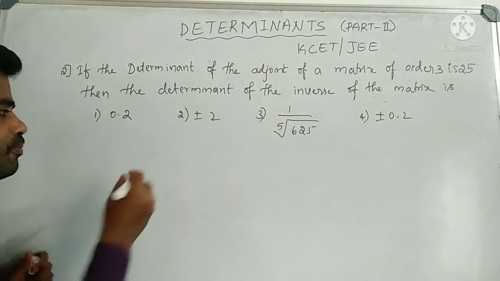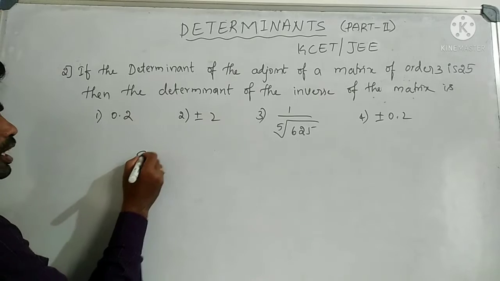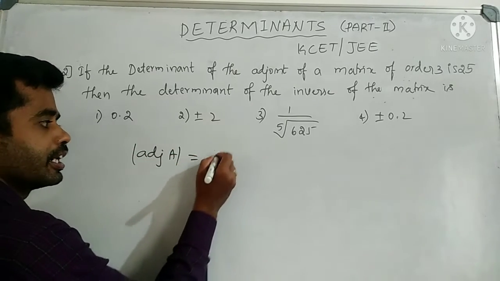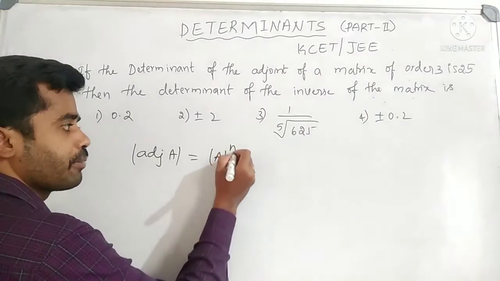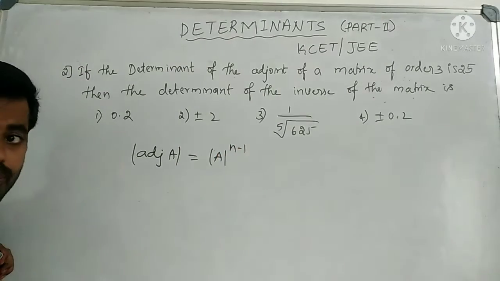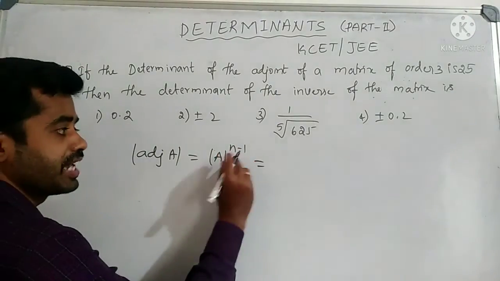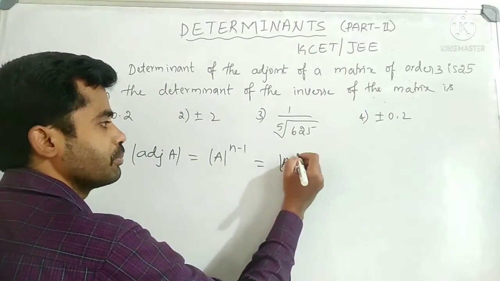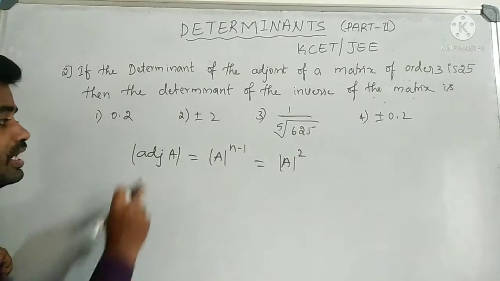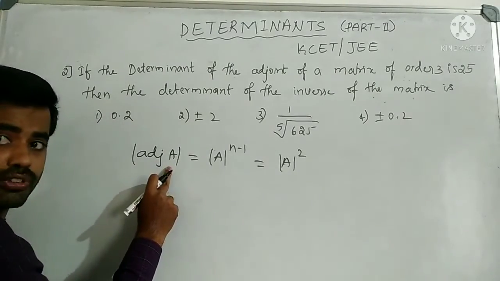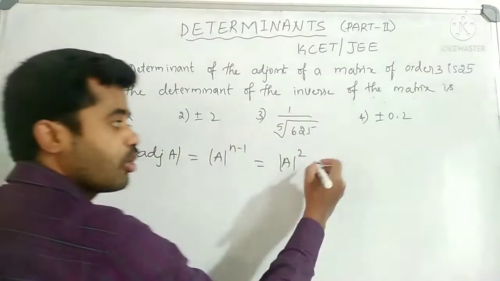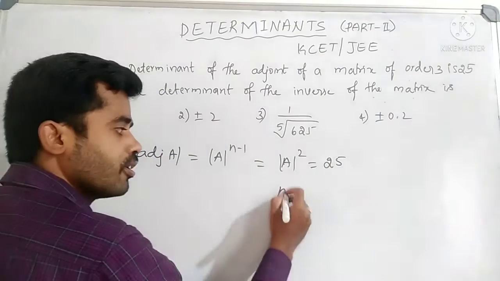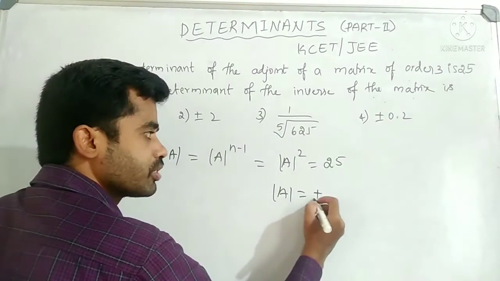We know that the determinant of adjoint of A is the determinant of A to the power of n minus 1, where n is the order of the matrix. The order is 3, so 3 minus 1 is 2. Now the determinant of adjoint of A is given as 25. Then the determinant of A is equal to plus or minus 5.